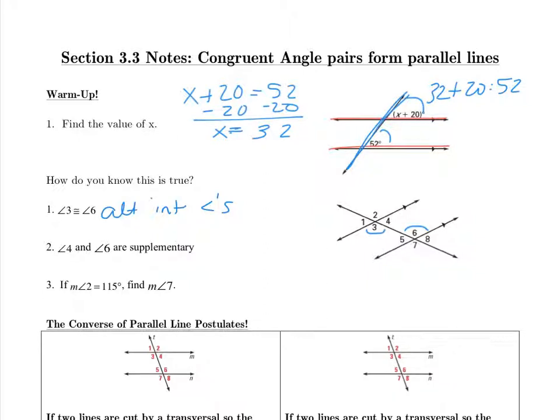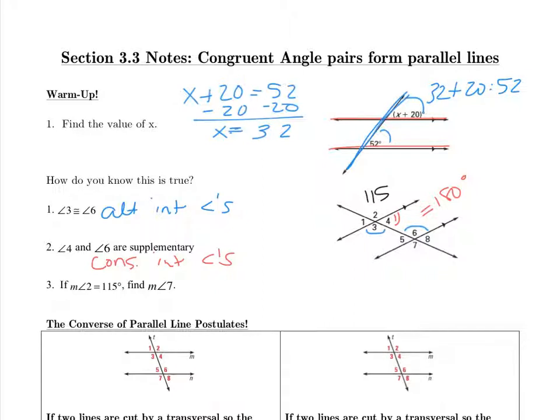Let's just go to a different color. Number 2, angle 4 and angle 6 are supplementary. So angle 4 right here and angle 6, they're saying that they equal 180. And this is true because with the parallel lines, these two are parallel, cut by a transversal, then we have consecutive interior angles. So angle 4 and angle 6 are consecutive interior, which means that they are supplementary.